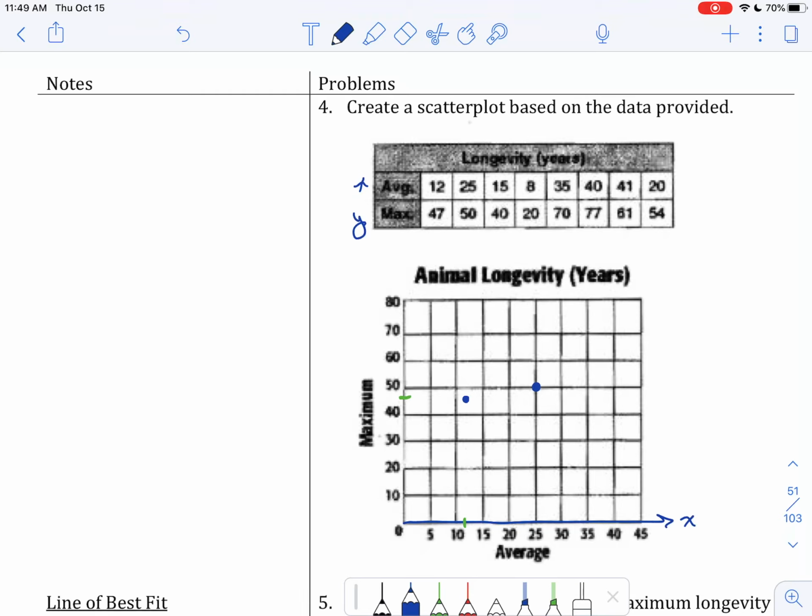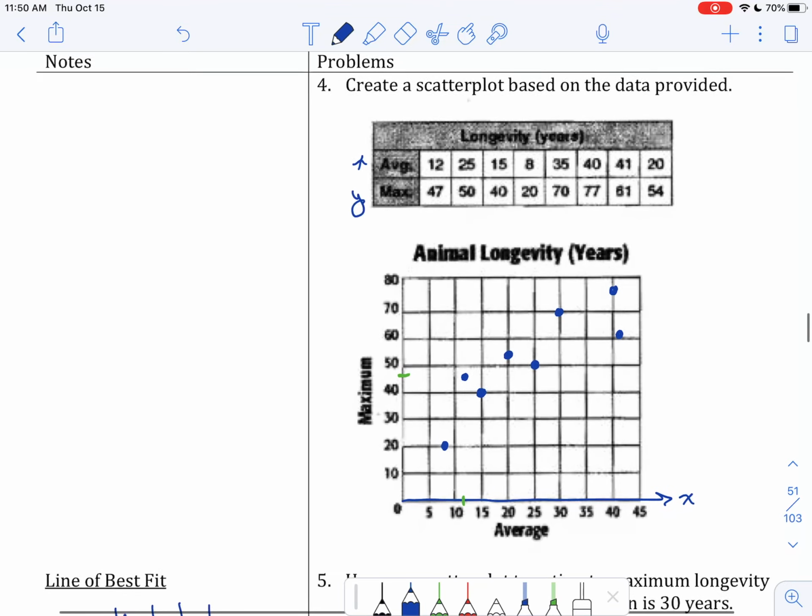I will finish drawing in all of our coordinates. We have 15, 40, 8 and 20, 70, 35 and 70, 40 and 77, 41 and 61, and 20, 54. So there's our scatter plot. If you're asked to create a scatter plot, this would be the result.